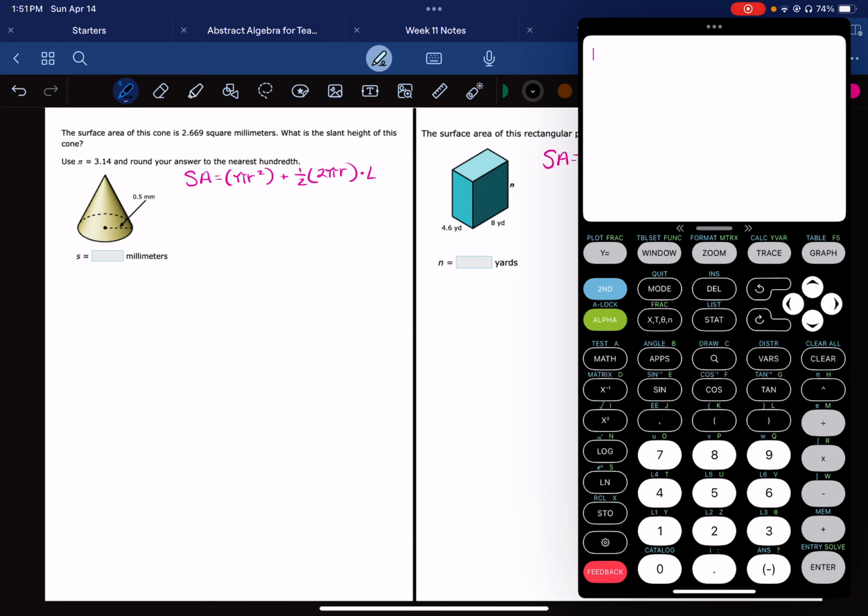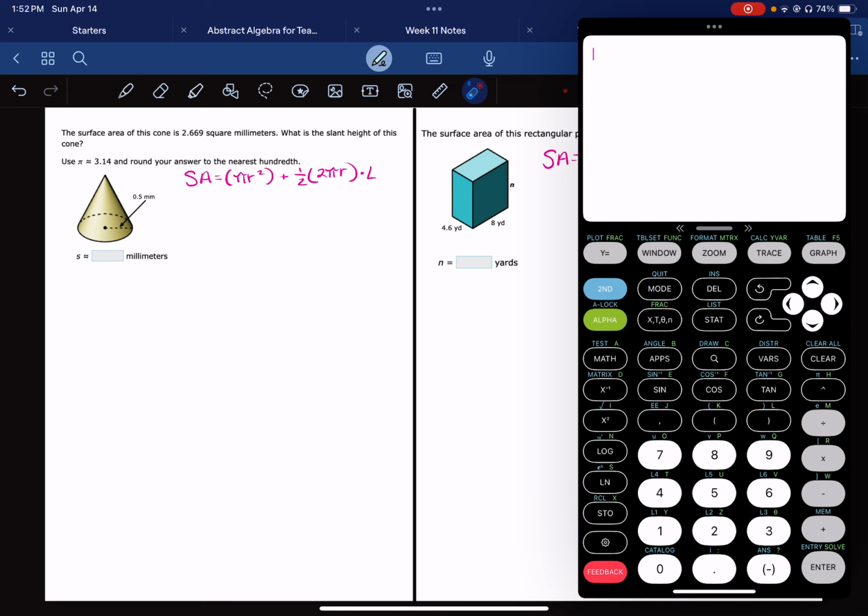Since this is a surface area problem, and we're dealing with a cone, we need the formula for the surface area of a cone to be able to work this problem. On the screen here in pink, I've already written up the formula. This is saying that the surface area of the cone is equal to the area of the base. The base is a circle, so we use the area of a circle formula, plus 1/2 times the perimeter of the base. And since the base is a circle, the perimeter is actually the circumference. So this right here is a circumference formula, times L.